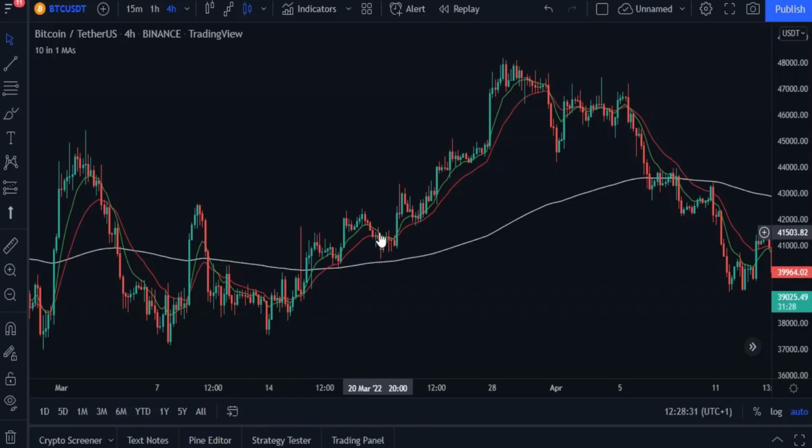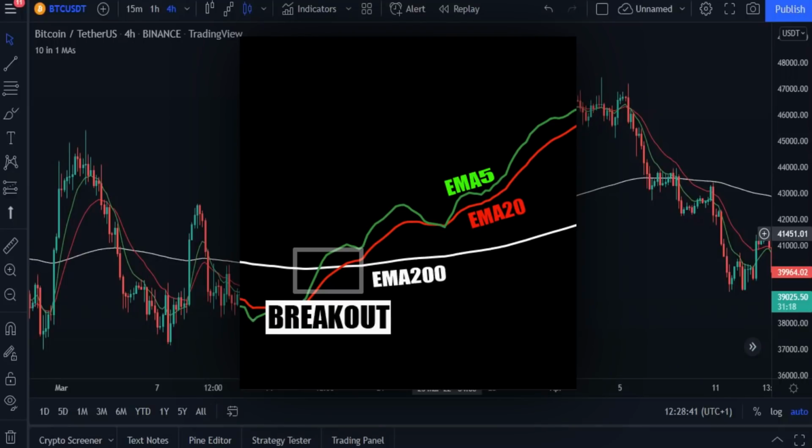After the breakout, we should also see that the moving average 5, which is in green, is above the moving average 20, which is in red. This means that the order of the lines should be as follows. And these are all the conditions for the moving average indicator.